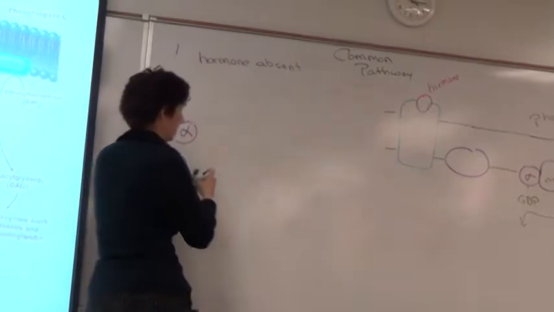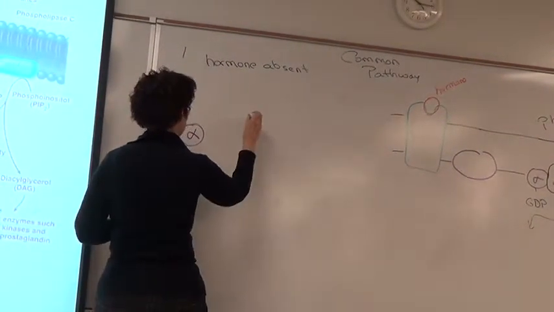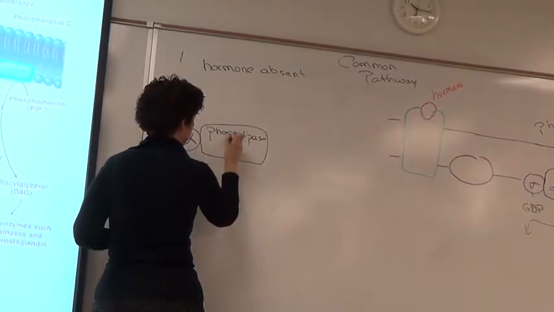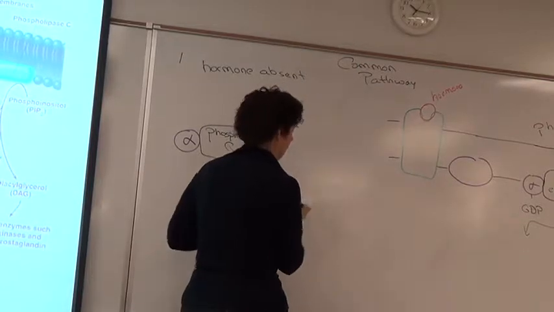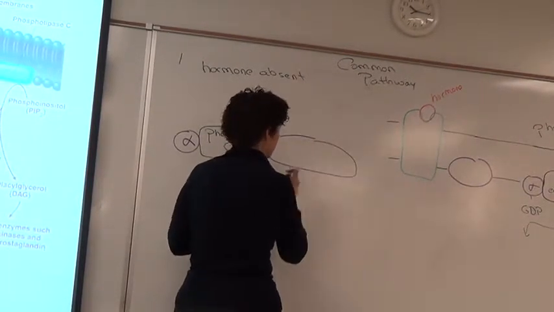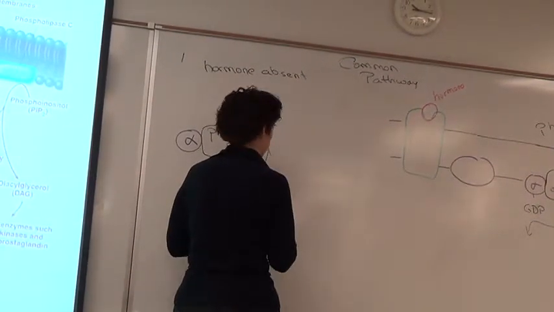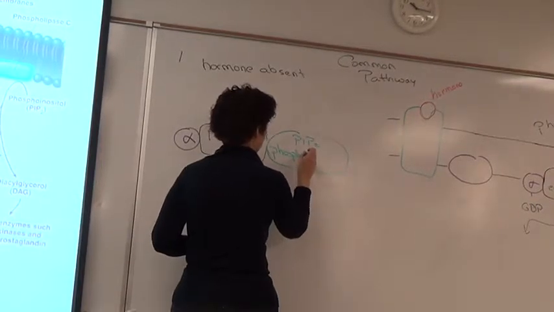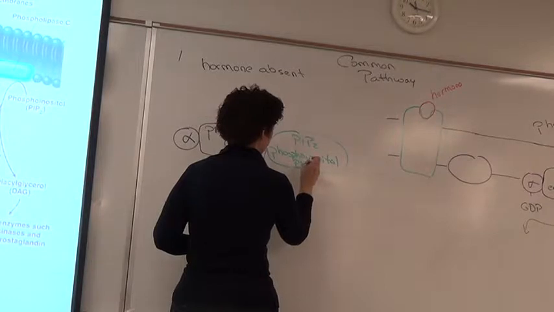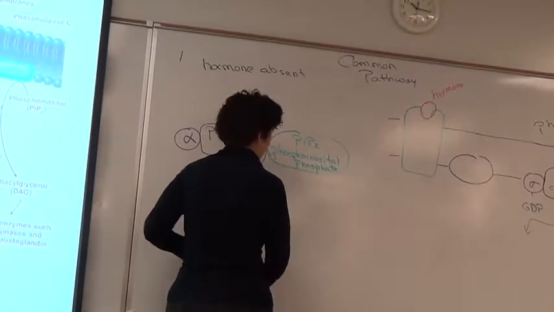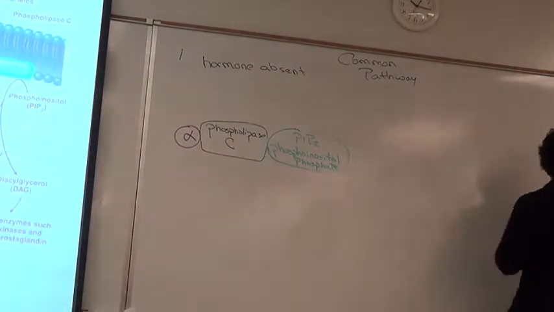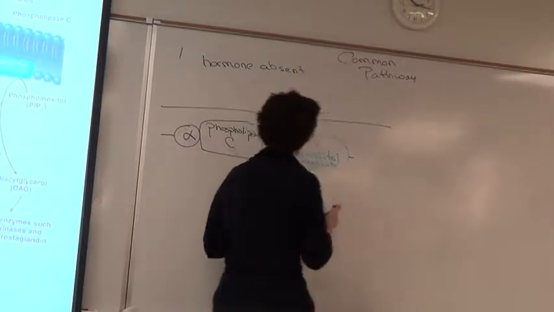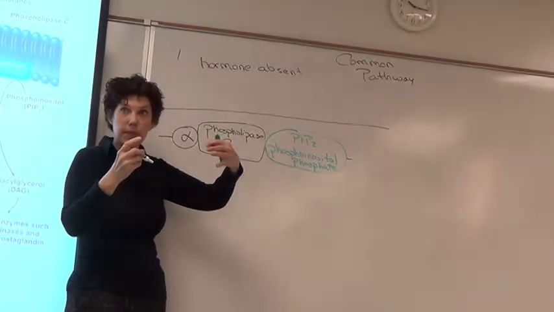Here's the alpha subunit bound to phospholipase C. All right, so the effect of this enzyme is to split PIP2 into two molecules.